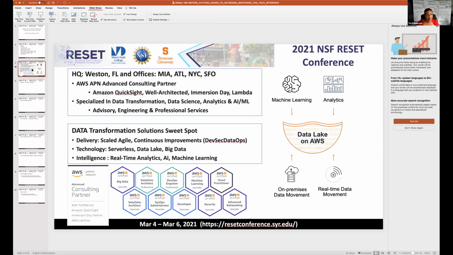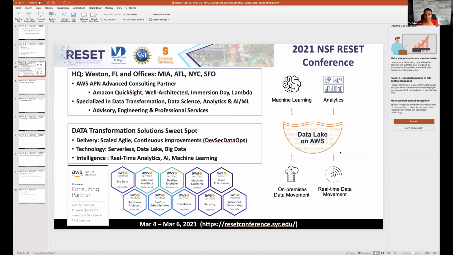So, this is just a little background about the company. I know I spoke about that earlier for those of you that joined a little bit late. We are advanced consulting partners with Amazon Web Services, and our main focus is on data. A lot of times you'll see our customers will ask us, hey, they have silos of data that they're trying to bring into one single source of truth that we call a data lake.